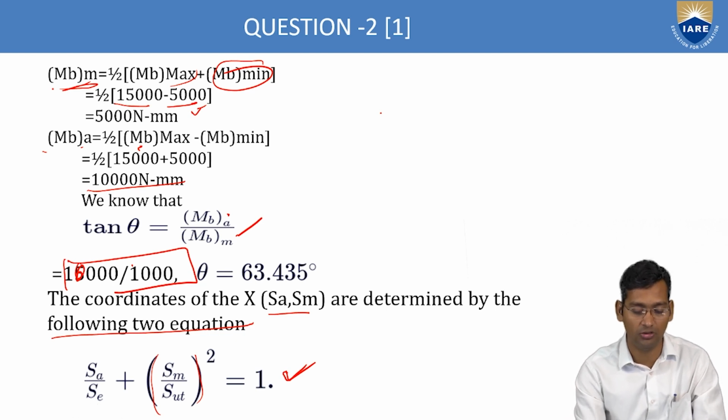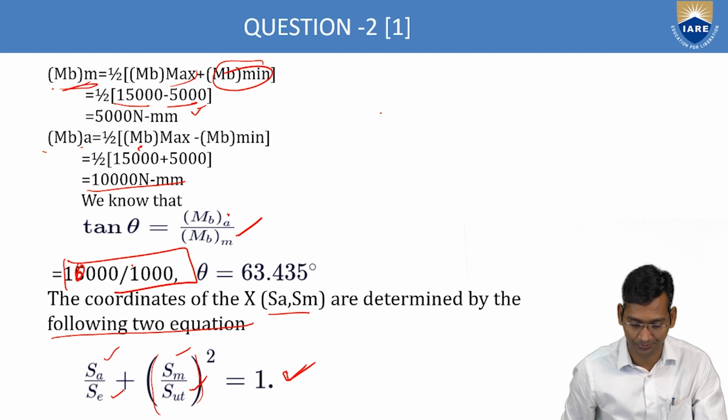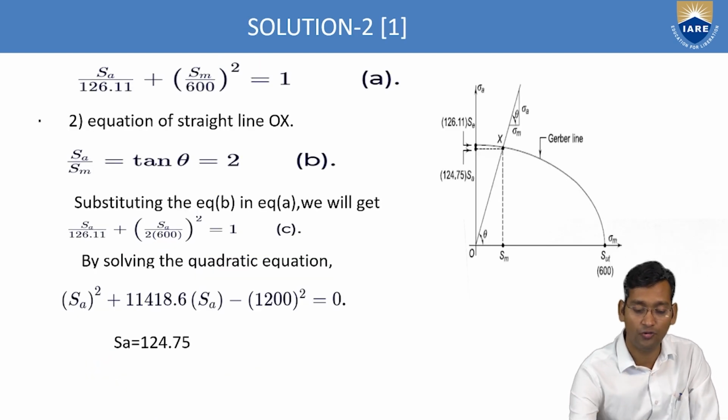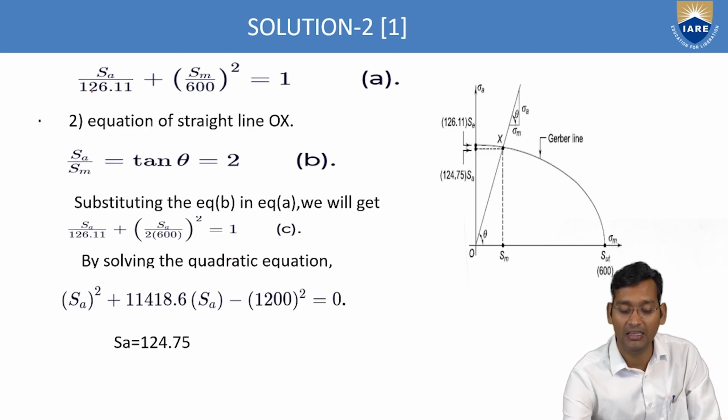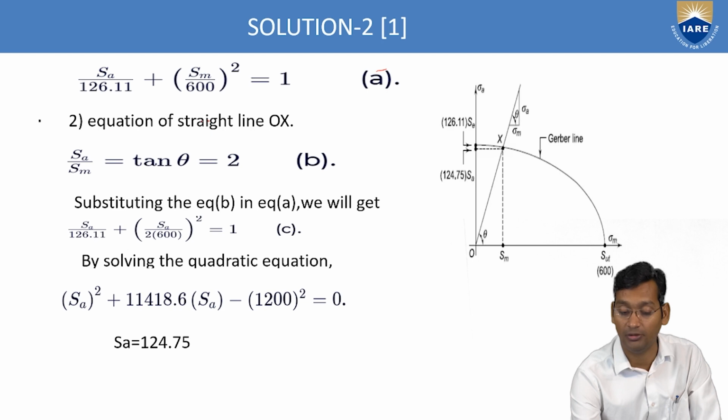So this is the Garber's equation. Now just substitute the value, everything you have, SA we have, SE, SM. So SA and SM we found, SE and SUT was given. Just substitute. Right. So for first case, okay, SA by 126.11 plus SM by 600 square equals to 1. This is first. Second, equation of a straight line, OX.